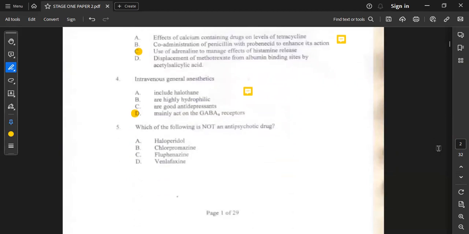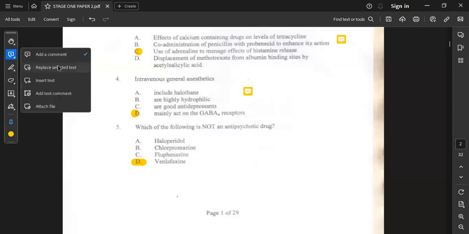Which of the following is not an antipsychotic drug? Haloperidol, chlorpromazine, fluphenazine, and venlafaxine. I think I'll go for venlafaxine. It's an SSRI, right? Yes, yes, it is. It is an SNRI, not SSRI. Sorry, SNRI.